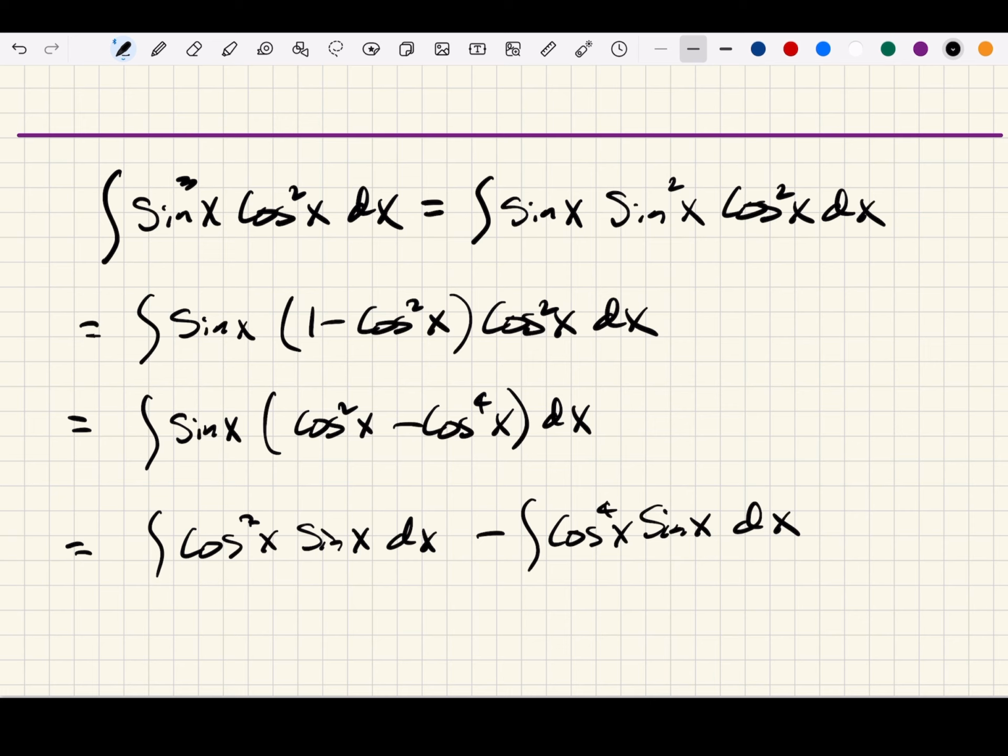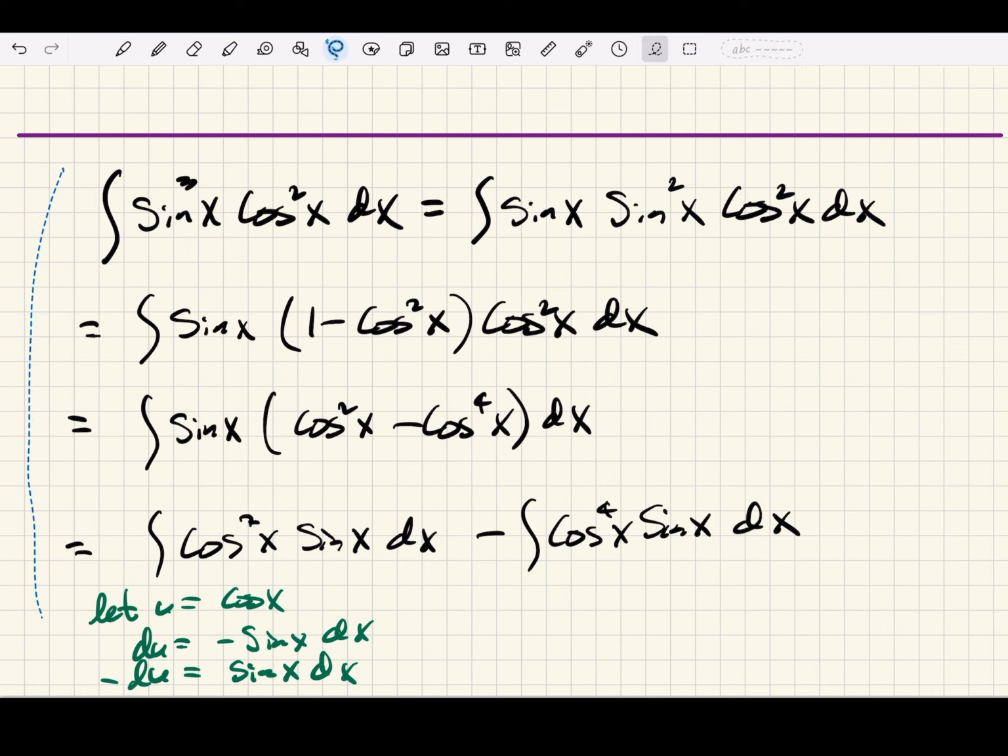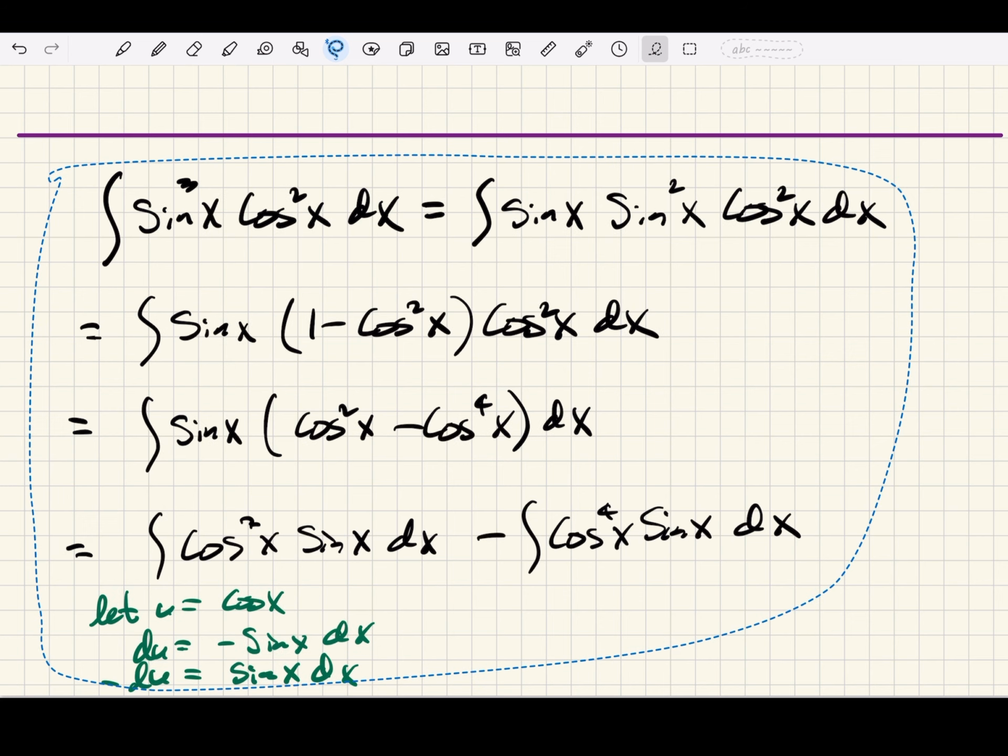And now I can just do some simple u substitutions, right? So in the first one, I'm going to let u be cosine x, then du is minus sine x dx. So minus du is sine x dx. I can do the same thing on the other one, right? Okay, good. So I'll just turn this into two u integrals.